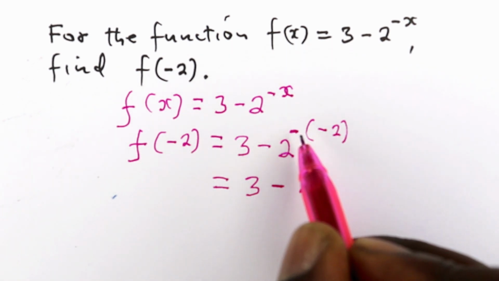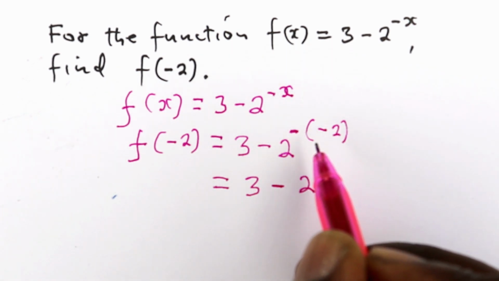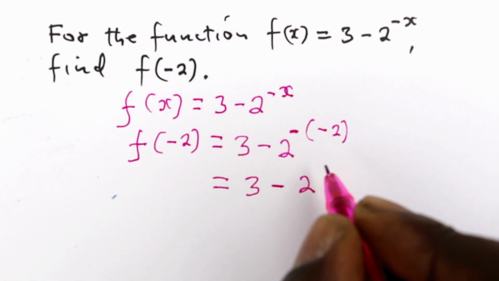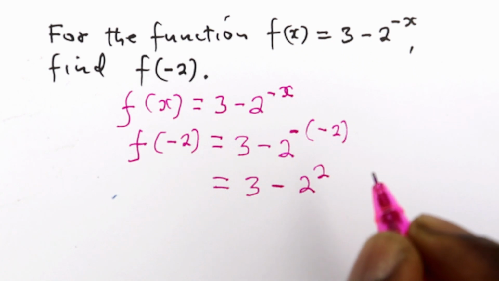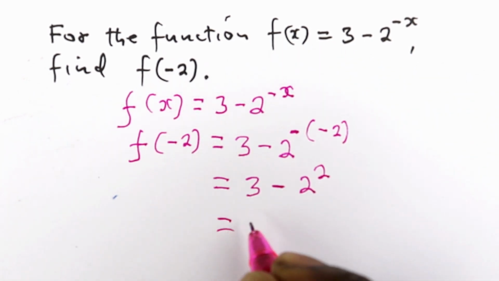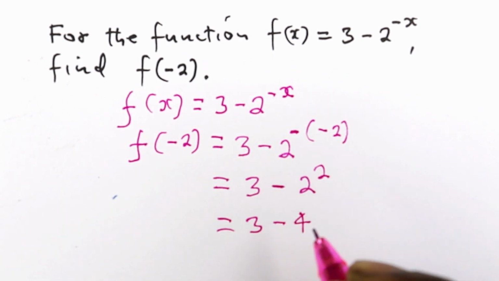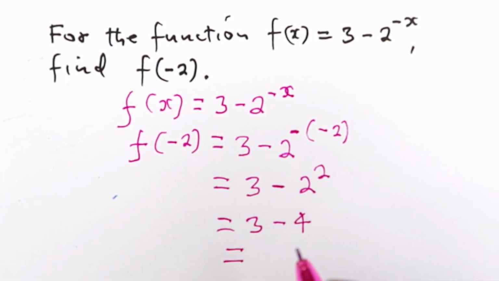So you have minus, which is a positive. So we have 3 minus 2 raised to power positive 2. So this is the same as 3 minus 2 raised to power 2, that is 4. So it means f of negative 2 is negative 1.